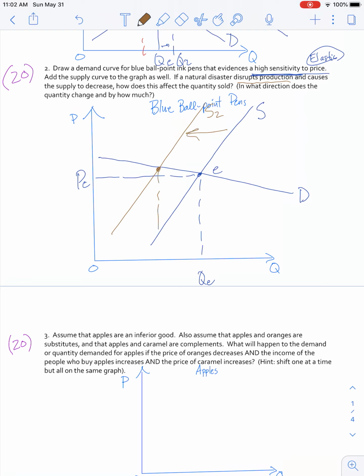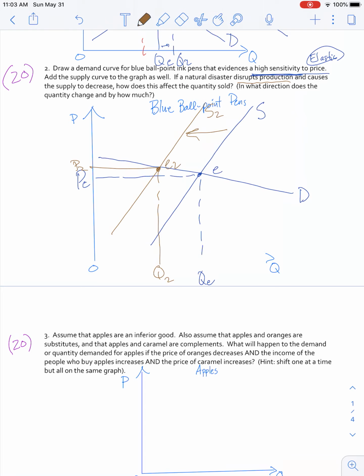And then what happens to the quantity of ink pens? Well, it goes down by a lot, right? So the new equilibrium, the price goes up a little bit, and the amount sold goes down a lot. So that's it, right? What direction does the quantity change and by how much? The quantity sold goes down, and it goes down a good bit.